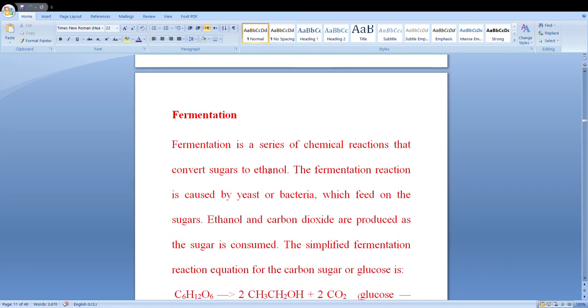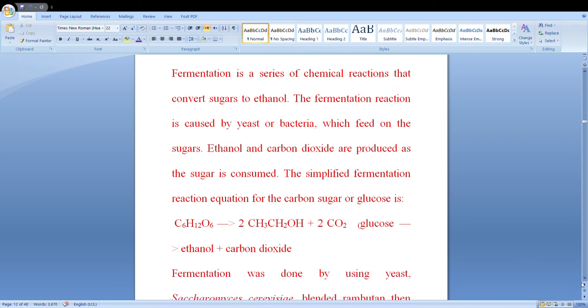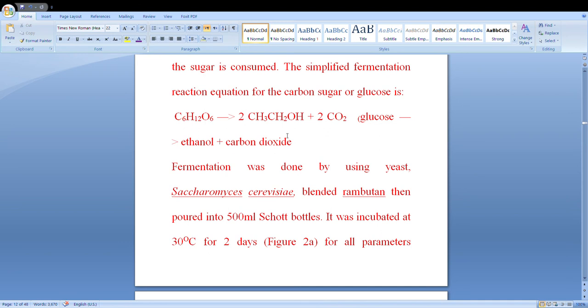Then, fermentation is a series of chemical reactions. What is fermentation? This is also called fermentation technology. Fermentation is a series of chemical reactions that convert sugars to ethanol. The fermentation reaction is caused by yeast or bacteria which feed on the sugars. Ethanol and carbon dioxide are produced as the sugar is consumed. The simplified fermentation reaction equation for glucose is C6H12O6 to CH3CH2OH plus carbon dioxide. This is glucose to ethanol plus carbon dioxide. This is the mechanism of fermentation.